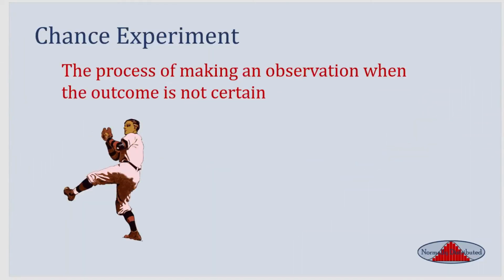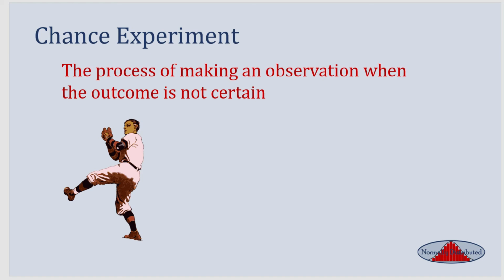All right, great. Now we know what probability is and what the varying scales are. But how do we find probabilities ourselves? How can we estimate probabilities? One way to do this is through a chance experiment, which is the process of making an observation when the outcome is not certain. Let's go through an example.